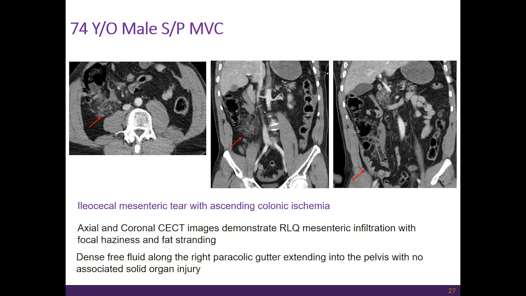So there are no actual signs of ischemia in the bowel on this initial imaging, but just the presence of the mesenteric tear was the clue that there may be underlying bowel injury in this patient.